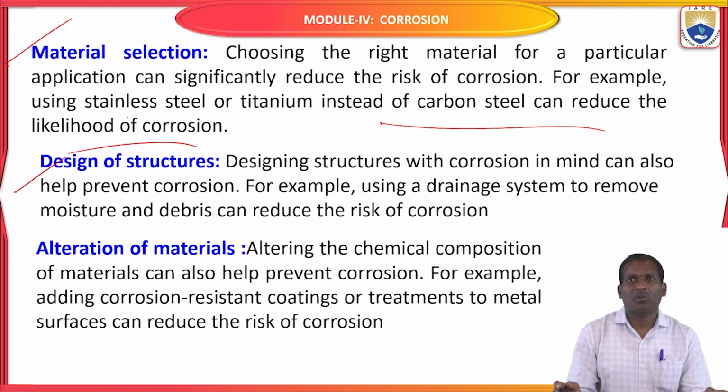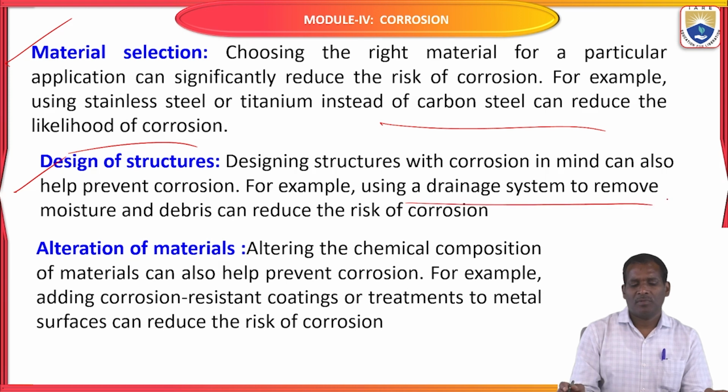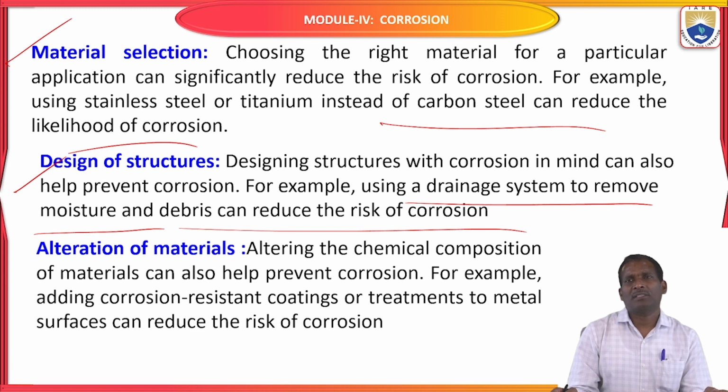Designing structures with corrosion in mind can also help prevent corrosion. For example, using a drainage system to remove moisture and debris can reduce the risk of corrosion. Otherwise, it will be corroded. Designing structures with corrosion in mind can also help prevent corrosion.